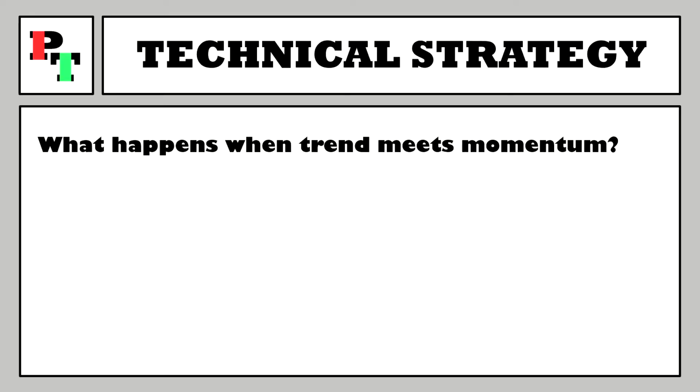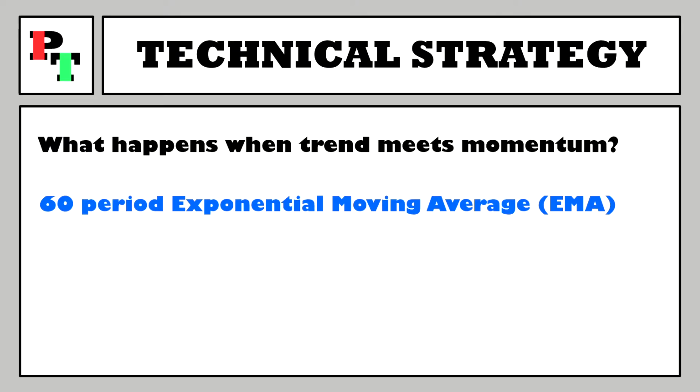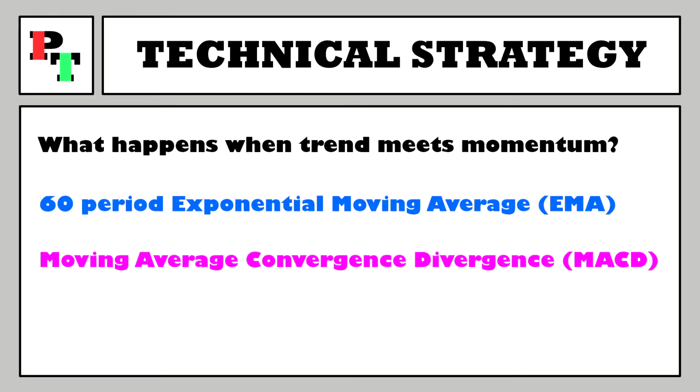Today we're on a technical indicator based strategy, and in this one we are going to find out what exactly does happen when trend meets momentum, the sails and the engine working in tandem with one another. Two indicators is all we'll need. Firstly, the 60 period exponential moving average, and secondly, the much beloved moving average convergence divergence, aka the MACD.